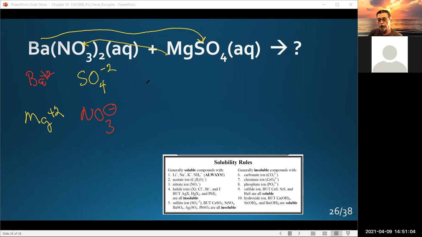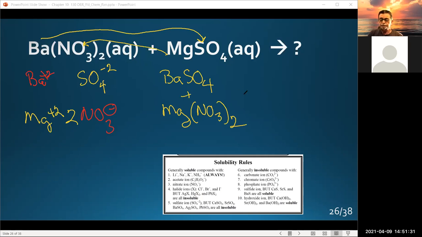So the new products would be barium sulfate, and that would be the new formula, right? Because I got a -2 and a +2. And then magnesium is a +2, so I need 2 nitrates here. So its formula would be magnesium parentheses NO3 2. Okay? So those are the 2 new products.